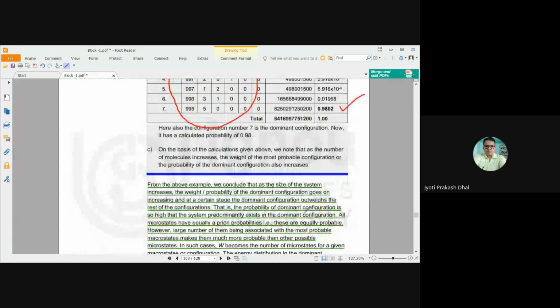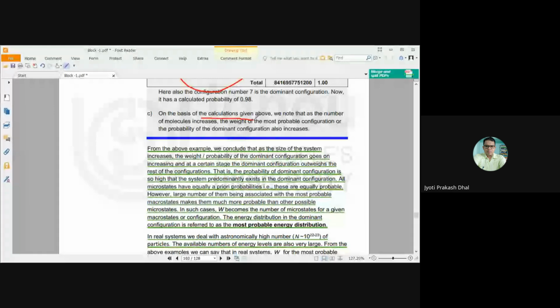So on the basis of the calculation given above, we note that as the number of molecules increases, the weight of the most probable configuration, or the probability of the dominant configuration, also increases.